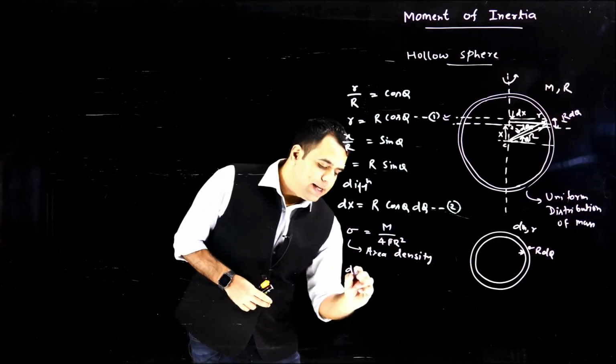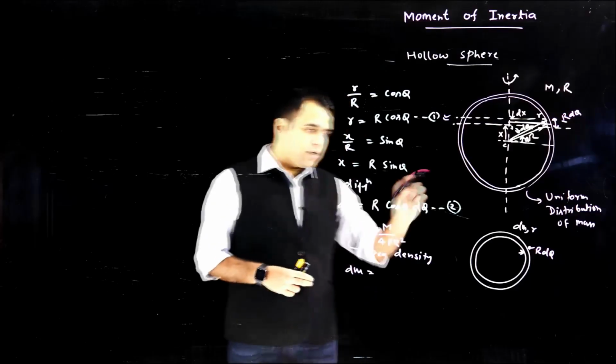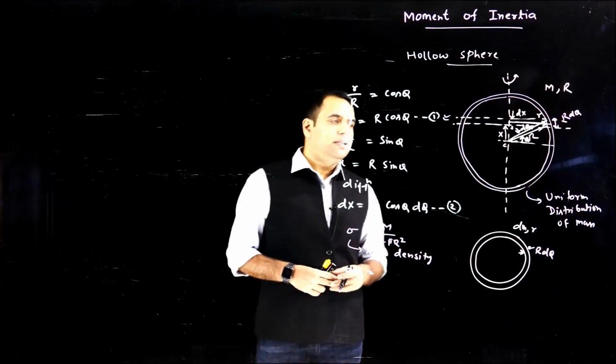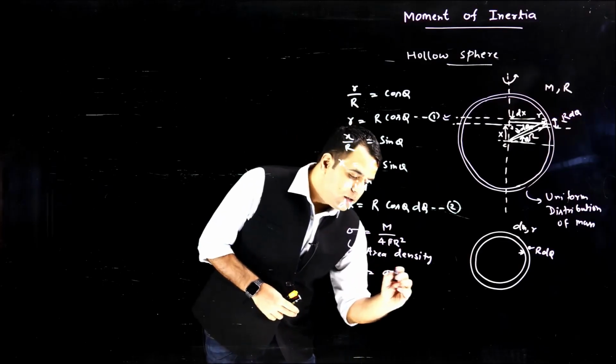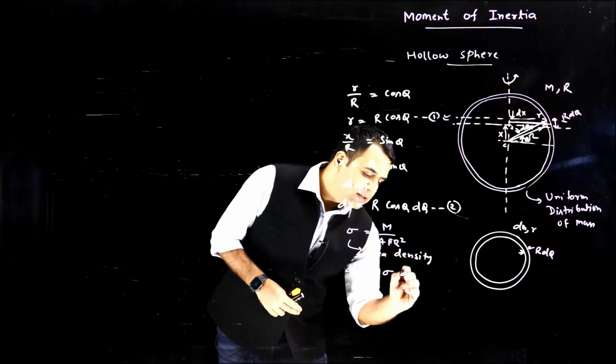So you see, the dm mass, the mass of the element, will be equal to the cross-section area of the element divided by the total area of the whole object, multiplied with the total mass. Or we can say, areal density multiplied with the area of the element. This is dA.